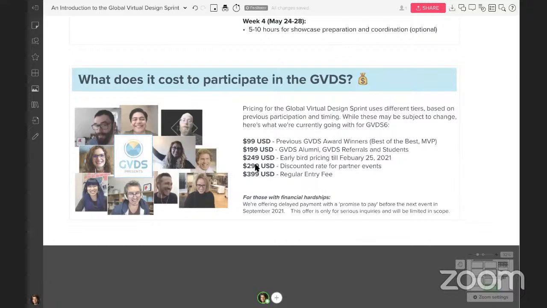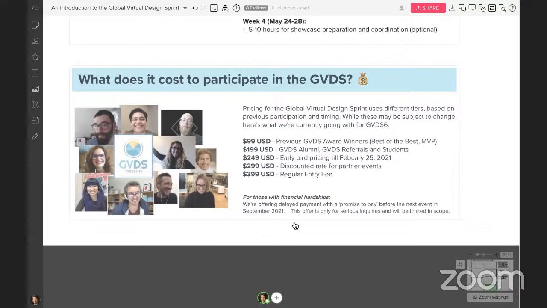After that, there would be discounted rates for partner events, or if you know somebody that has been through the GVDS, there's a referral program that goes along with that as well. For those that have won awards in this event, peer-based awards for their work, they have a much lower price tier because I welcome them in, since they're part of the event. They've already proven that they contribute in a meaningful way. So I try to make it worthwhile for people to come back if they really like the event and find a lot of benefit from it. It's a mutual agreement that there's a lot of value for both parties.